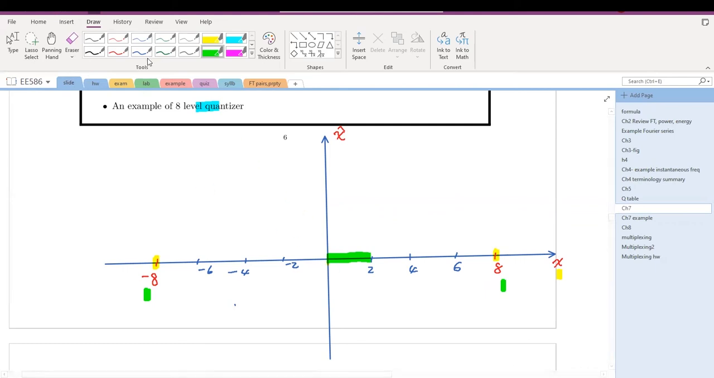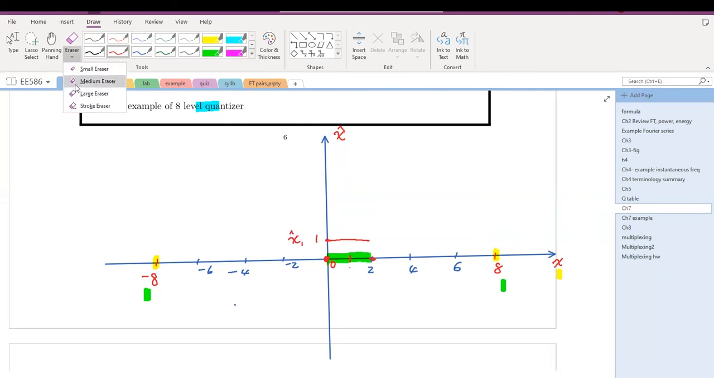From 0 to 2, I'm going to design a level to represent any values in between this range. We can design anything from 0 to 2, but just one level. The best one will be 1, because 1 is in the middle. Anything in between 0 to 2, we have the minimum error because this is the middle point. So here this is 1. Any values in between 0 to 2, I will assign the level which has a value of 1.